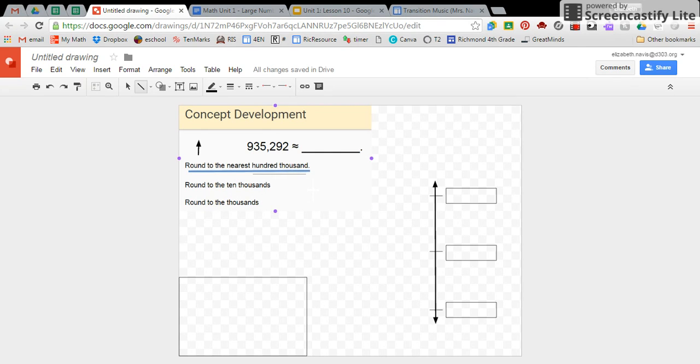So I'm going to round this to the nearest 100,000. I need to find my 100,000s place. If I struggle to find my 100,000s place, I'm going to start by counting by my ones. So this is the ones place, the tens place, the hundreds place, the thousands place, the 10,000s place, and the 100,000s place. I'm going to underline the 100,000s place so that I remember what digit I'm working with.